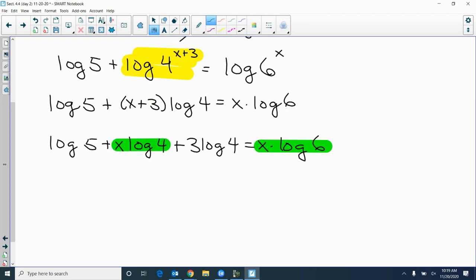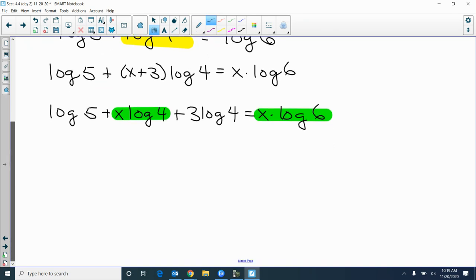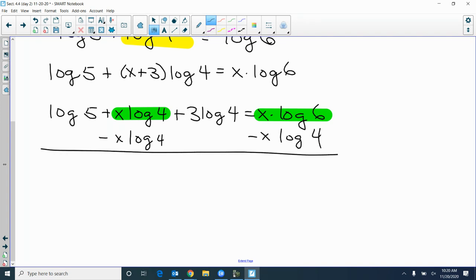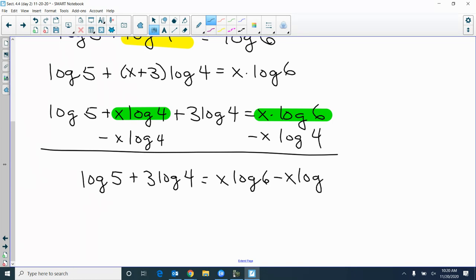I'm just curious. Aaron Hess, what are you thinking? I'm thinking subtract the x log 4 over to the right side and factor out an x. Okay, good, because we need to get everything with the x on the same side. That's probably, well, it is the easiest path. So subtract x log of 4, subtract x log of 4. And so I get log of 5 plus 3 log of 4 equals x log of 6 minus x log of 4.